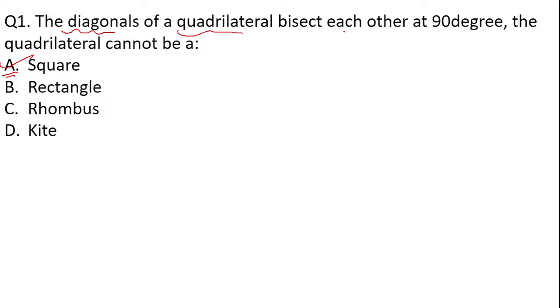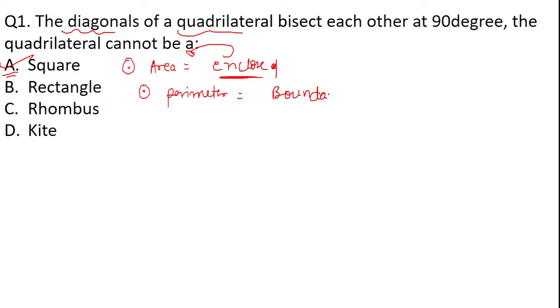So first thing whenever we learn the topic of mensuration, we have to learn what is area. We know area is anything that is enclosed inside any shape, or we can say the area enclosed inside a shape is nothing but the area that we are going to calculate in the problems. Similarly, what is the perimeter? Perimeter is nothing but the boundary of any shape.